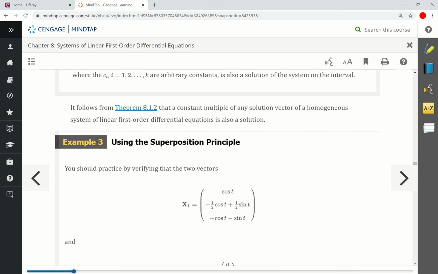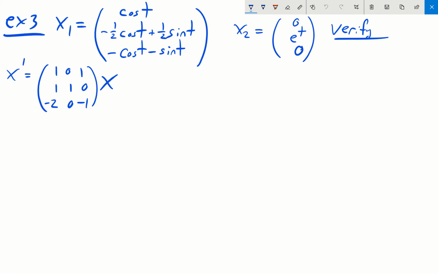Okay. Let's take a look at the superposition principle in example 3. I'm not actually going to show that the linear sum of these two is a solution, but let's at least verify that x1 and x2 are two solutions to the differential system x prime equals this matrix A times x, where x will be the given functions x1 and x2. I'll start by checking x2 first, because it's significantly less writing. x2 is the column vector 0, e to the t, 0. We need x2 prime, which coincidentally works out to be itself.